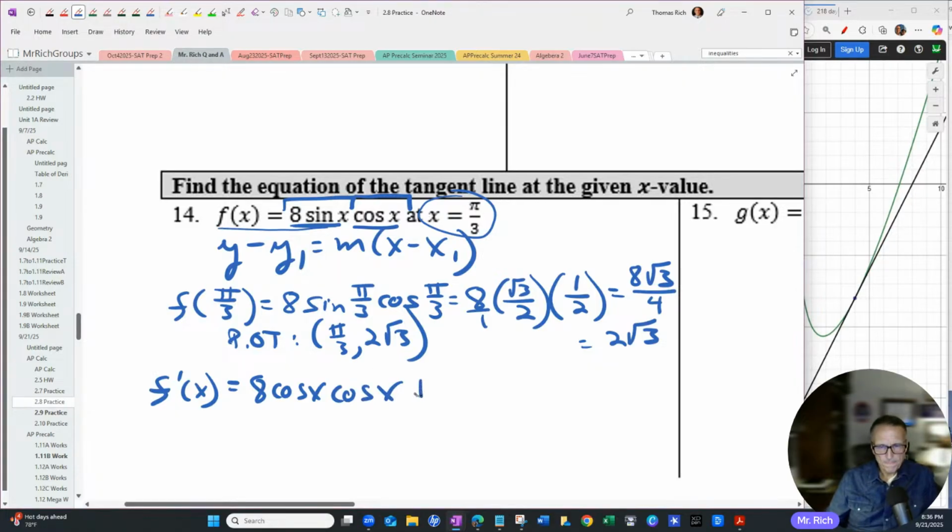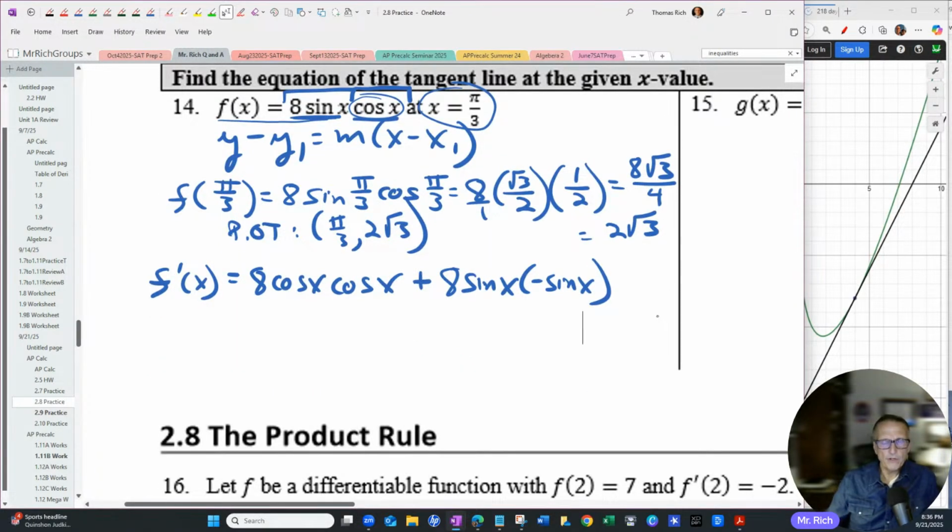plus. Then the product rule says to take the first function, 8 sine x, times the derivative of the second function. And the derivative of cosine is negative sine x. So that is the derivative function using the product rule. Well, what we want to do is plug in pi over 3 because I need to know the slope on this curve, on this f of x, at x equals pi over 3. So we have to now find f prime of pi over 3.